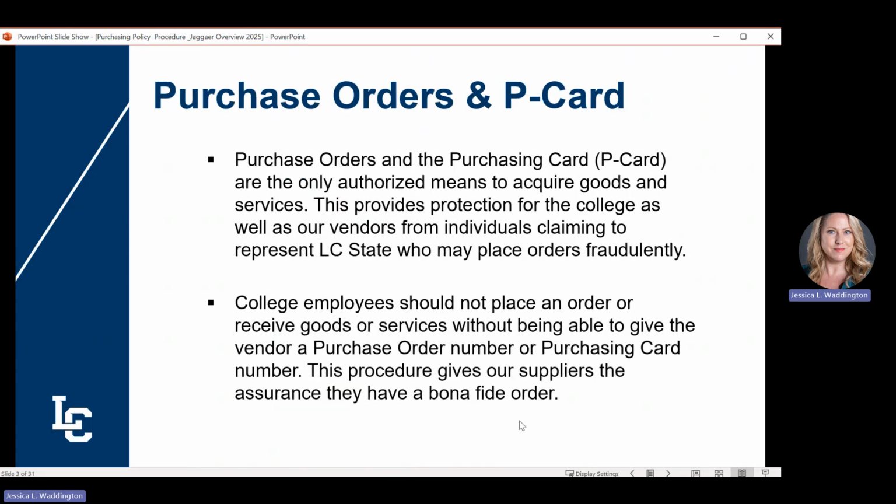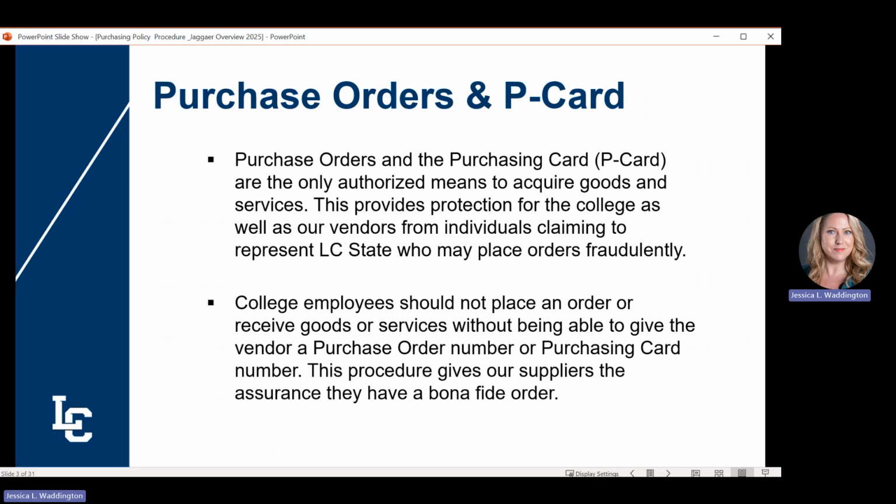Purchase orders and the P-card are the two authorized means of purchasing goods and services at LC State. A purchase order is often referred to as a PO, and we refer to our purchasing card as the P-card. These two methods are the only authorized means to acquire goods and services. This provides protection for the college as well as our vendors from individuals claiming to represent LC State who may try to place orders fraudulently.